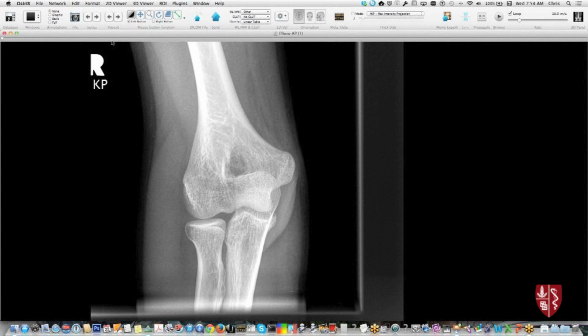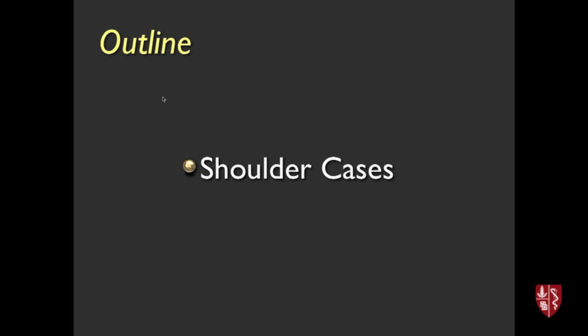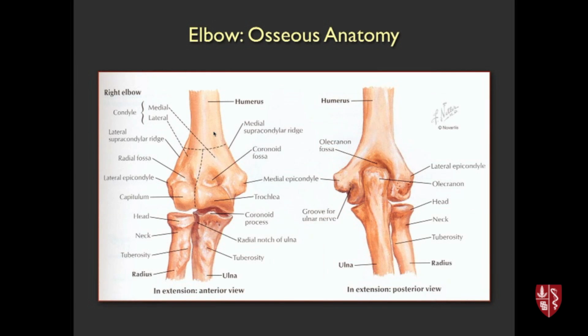Okay, so let's go back to the other slides for a second and just look at a couple things on the elbow. Just a reminder about the osseous anatomy of the distal humerus and the trochlea that's formed with the articulation with the ulna. The capitellum here can be spelled in different ways. Here it's spelled capitulum from the old days.